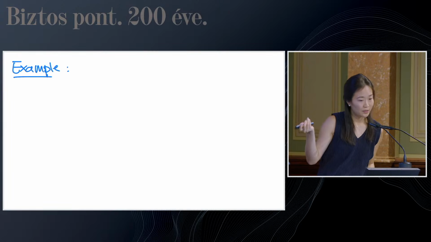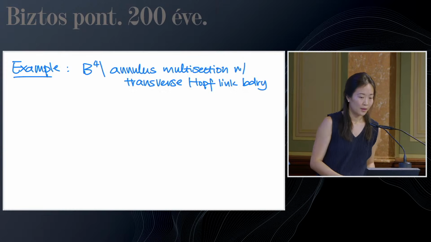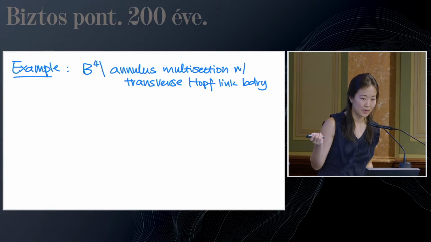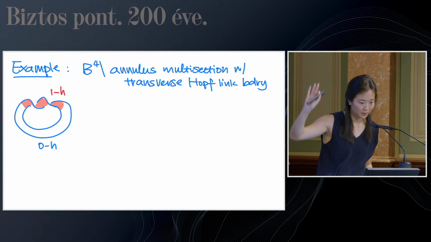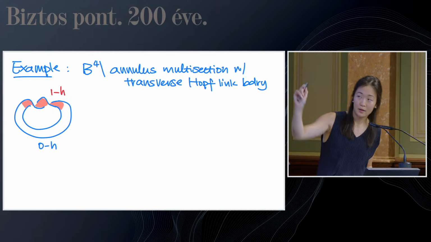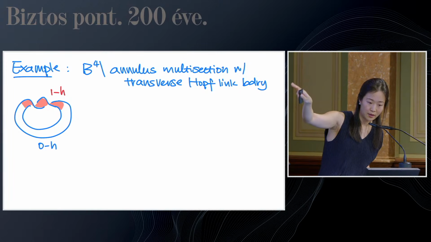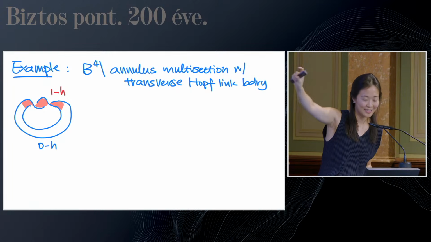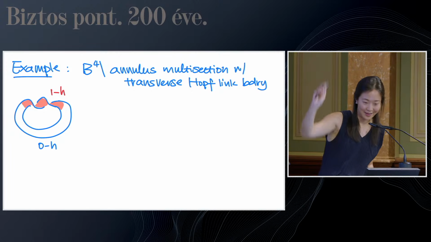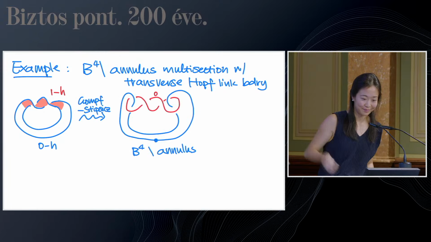So let me give you a non-trivial example of nearly left-shift fibration. Let's consider B4 minus an annulus multisection with transverse half-twist boundary. So this is the annulus in your B4 with the half-twist on the boundary. We denote the zero handle. Let's talk about the one handle first, which is the red part, and the zero handle, which is the disk outside of the one handle of the annulus.